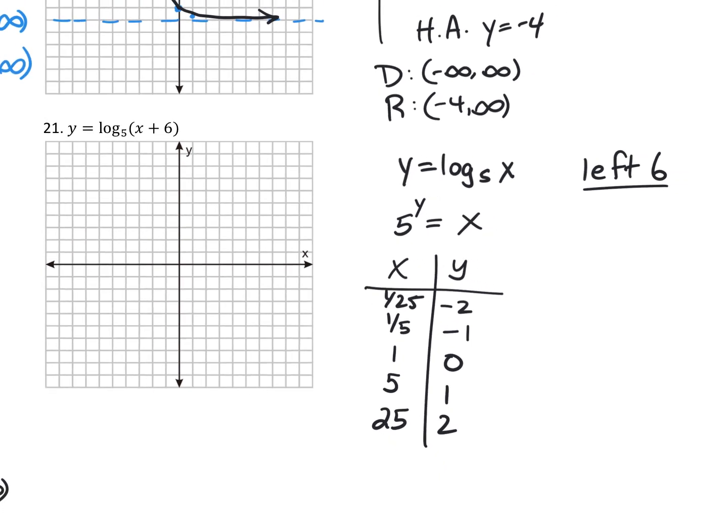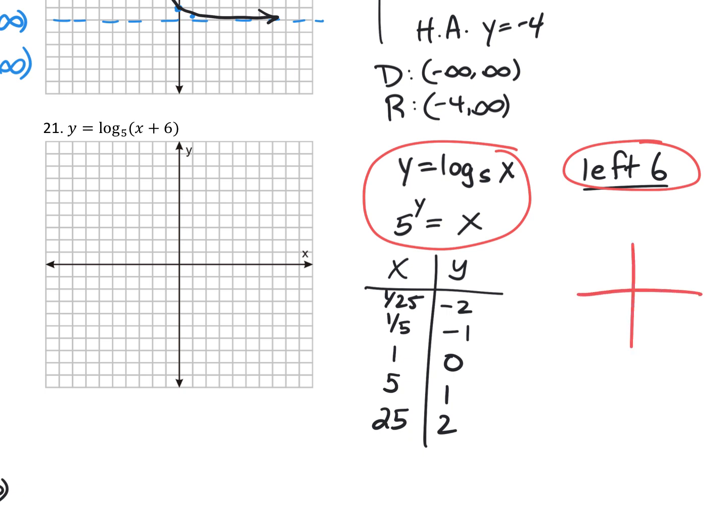This is not our function that we want. This is our related function that we will have to transform. So what we need to do if we want to move this left is subtract 6 from our x values. So 0.04 minus 6, 0.2 minus 6, 1 minus 6, 5 minus 6, and 25 minus 6. Our y values are unchanged.